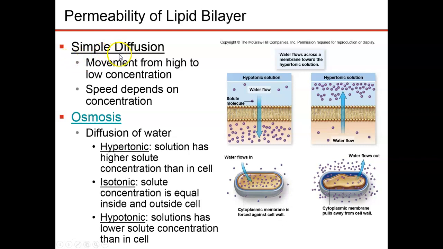So let's look at the different mechanisms for movement of materials across the membrane. The first is simple diffusion. Simple diffusion is movement of molecules from higher to lower concentration, down a concentration gradient.